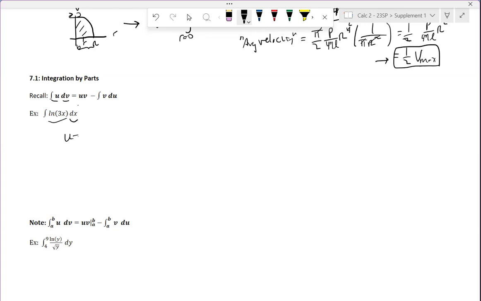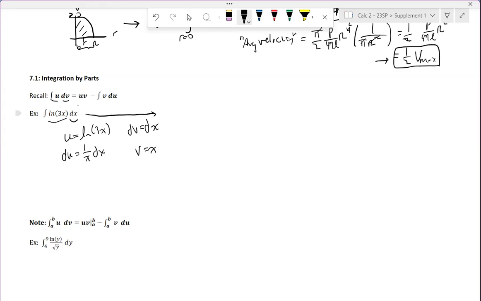So if I set u equal to log of 3x, dv is dx. I note that I've accounted for everything in the integral. I haven't made up anything that's not in the integral. du is 1 over x dx, right? 1 over 3x, chain rule pops out a 3, the 3's go away. And v equals x.